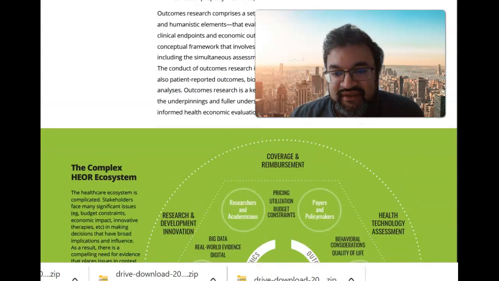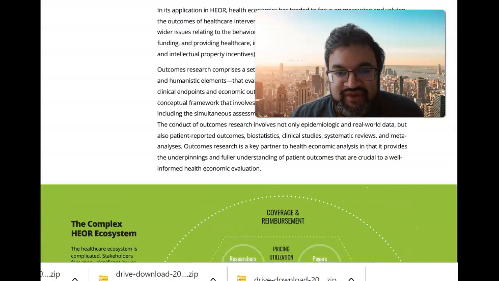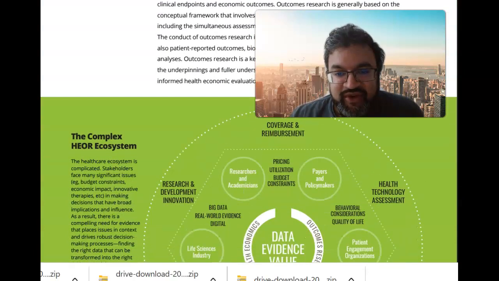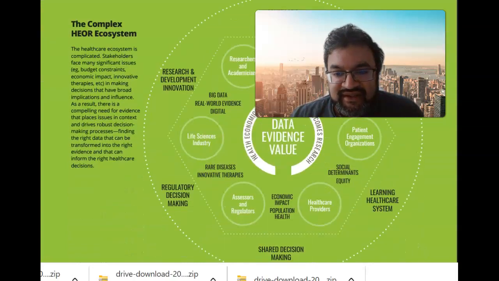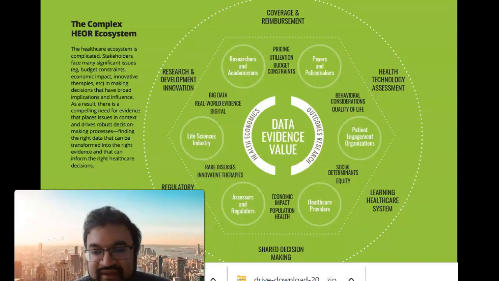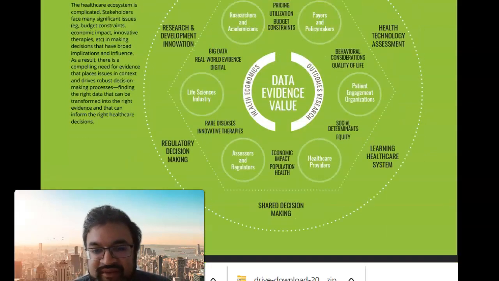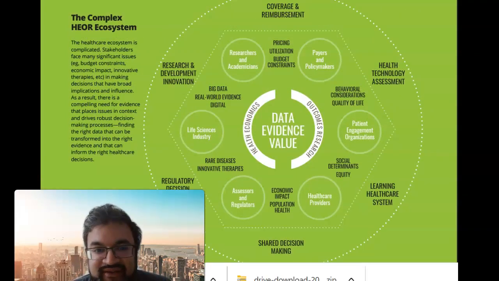So here are different components of this. Coverage and reimbursement is at the top, and then pricing, utilization, research and development, innovation, health technology assessment, economic impact, population health, and shared decision making. This is a model you can go over on your own. It's a very important model, and you can take a look. This is more self-explanatory than anything else. And this ecosystem is very complex, as you can see.